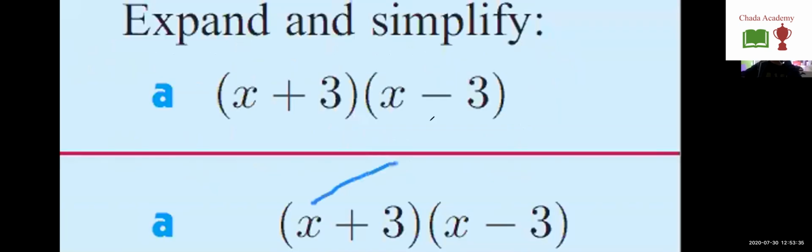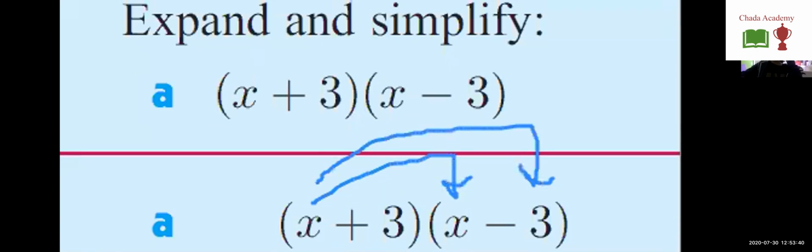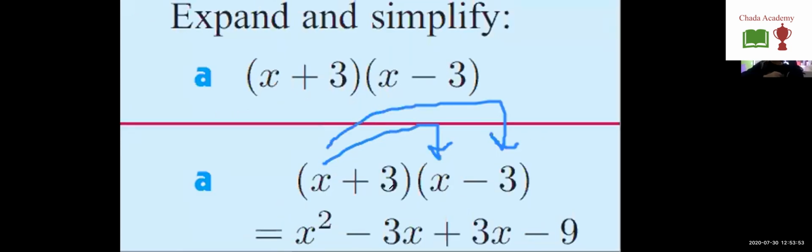This example, x plus 3 times x minus 3, we just expand it. X times x is x2. X times minus 3 is minus 3x. Plus 3x, 3 times minus 3 is minus 9. And minus 3x and plus 3x is 0, the same term, it's gone. So we're left with x2 minus 9.